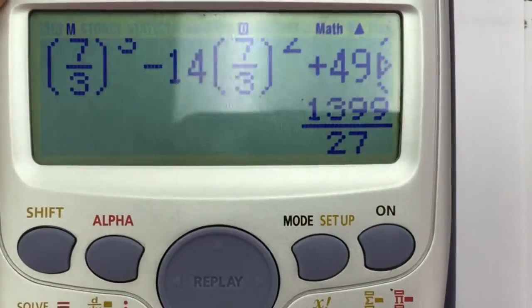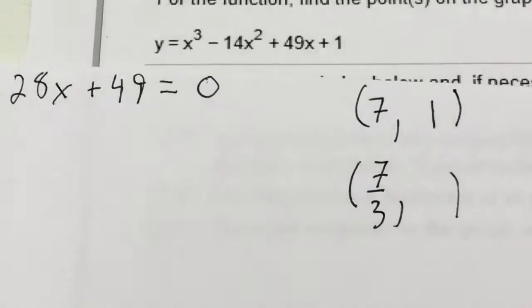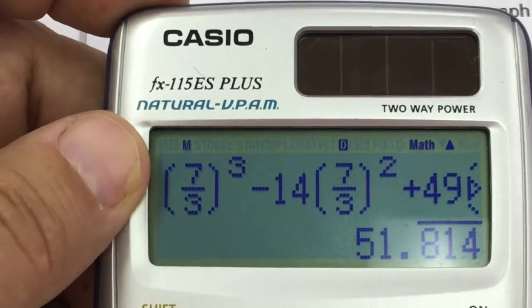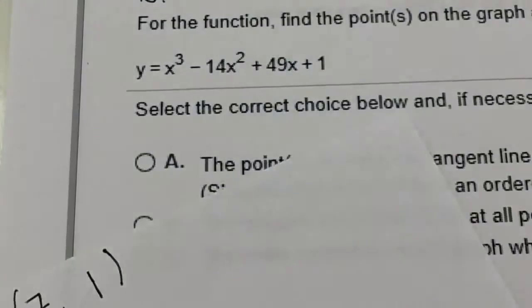Really crazy decimal, 1399 over 27. And that's what they want for the answer, 1399 over 27. Let's see what the decimal value is for that. I bet you it's 51-ish, and there it is. Just like the calculator gave me.